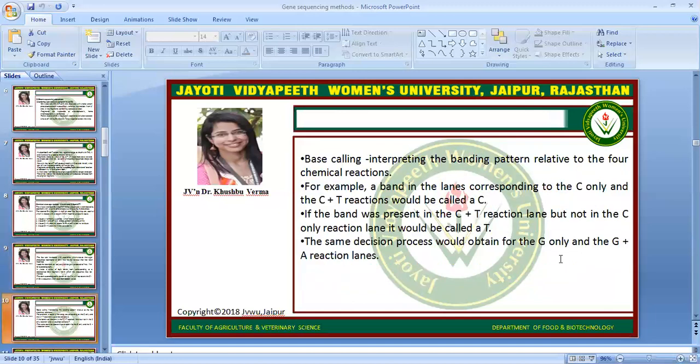Base calling involves interpreting the banding pattern relative to the four chemical reactions. For example, a band in the lanes corresponding to the C only and C plus T reactions would be called a C. If the band is present in the C plus T reaction lane but not in the C only reaction lane, it would be called a T. The same decision process would apply for G and the G plus A reaction lanes.